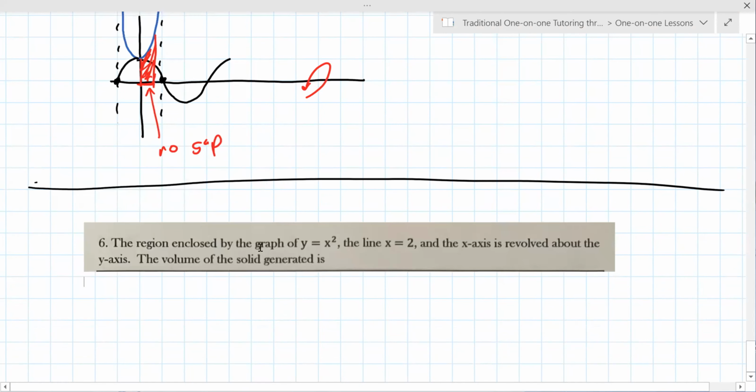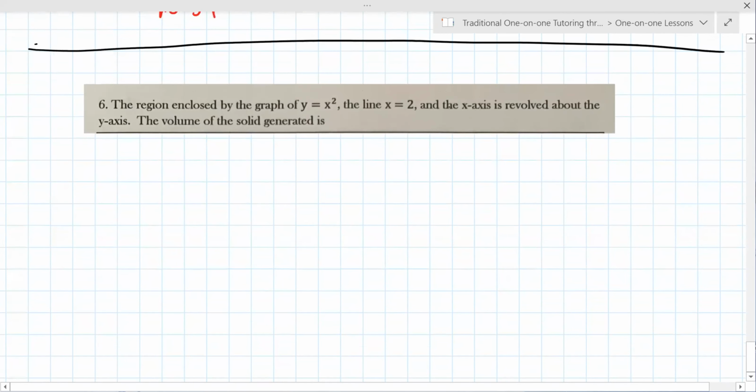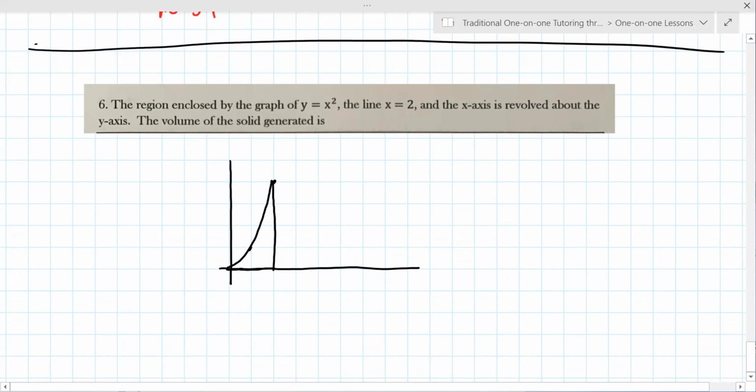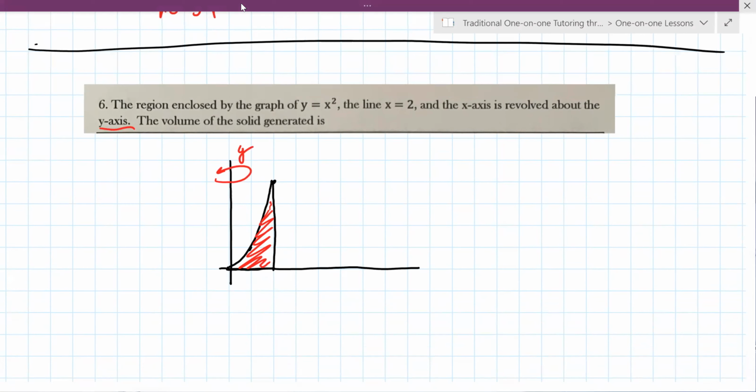All right, the region enclosed by the graph of y equals x squared, x equals 2, and the x-axis. So this one's not too bad to graph. X squared, you get at that point 1, 1, and then 2, 4. So this is your x squared, this is your 2, and here's your x-axis. So it's this region right here. But this time we're going around the y-axis, which changes everything.